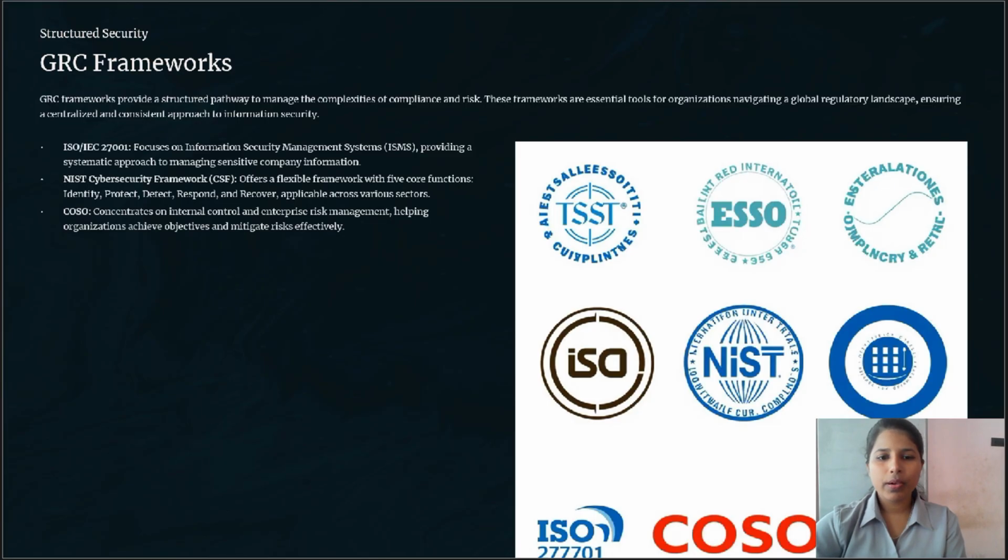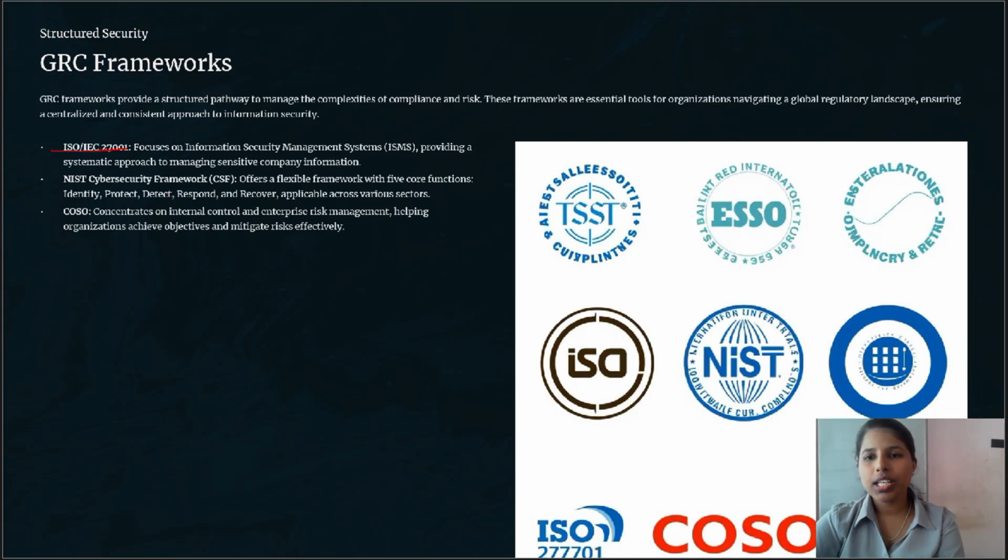So the first one is ISO, that is ISO 27001. There are so many frameworks, but this is one of the most popular, ISO 27001, which focuses on information security management, that is ISMS. It provides a systematic approach to managing sensitive company information.